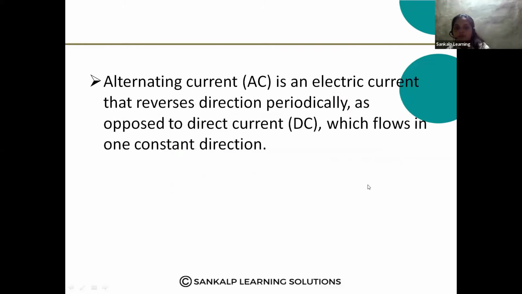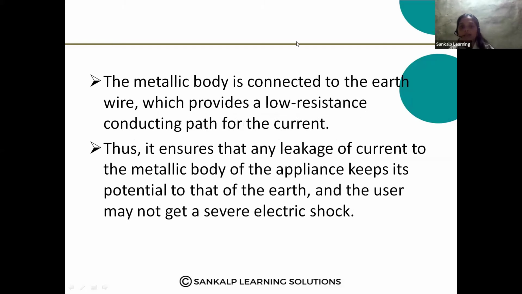That is, why the metallic appliances, so electric appliances, are connected to the earth wire? There is an earth wire, why is it connected? So here that earth wire ensures the leakage of the current from the metallic body is removed.